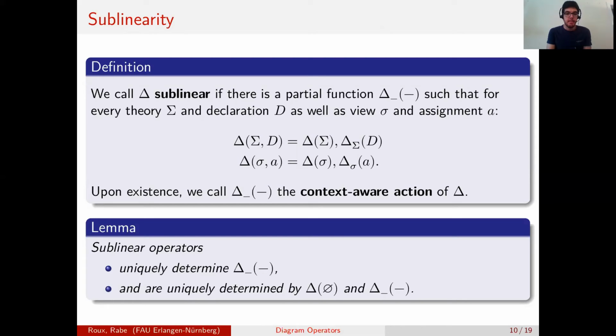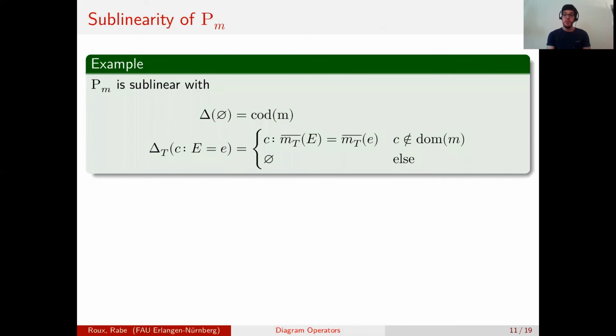And then we can prove sublinear operators actually uniquely determine the context aware action, which should be true if the notion is correct. And sublinear operators are uniquely determined by the action on the empty set and the context aware action. So if we have the action on the empty theory, then we can slowly walk our way up to the whole theory just by following the context aware action step by step. And that eases very much the specification of PM. So that's much more concise, right?